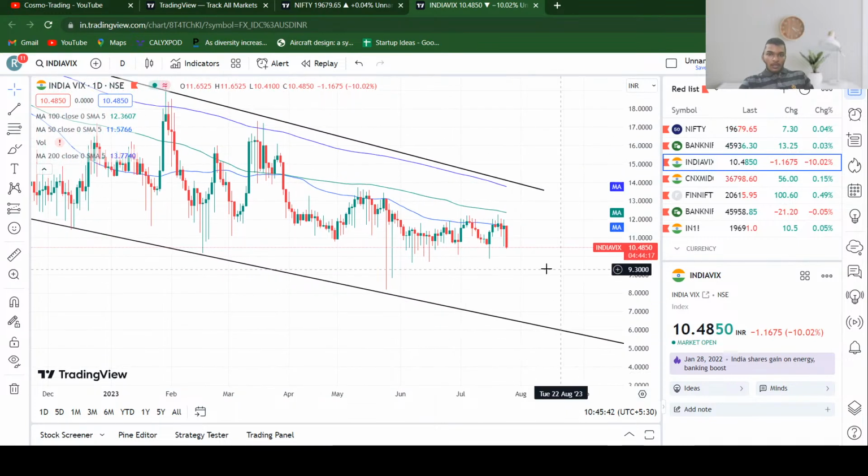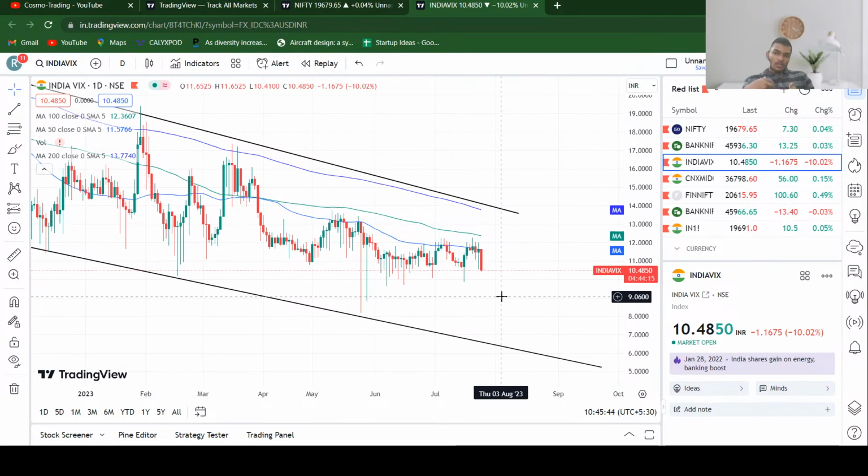And once it tries to show some upside on India VIX, then you could see some selling on Nifty as well as on Bank Nifty. So that's my point of view.